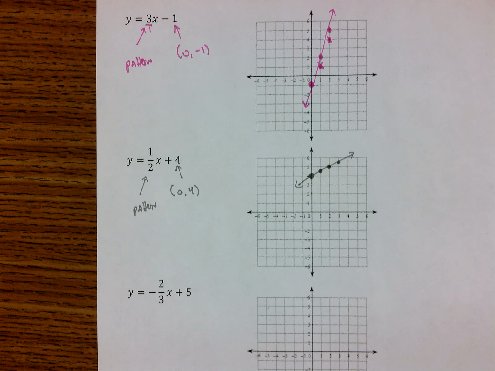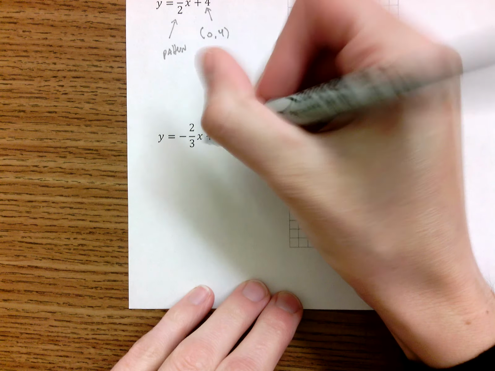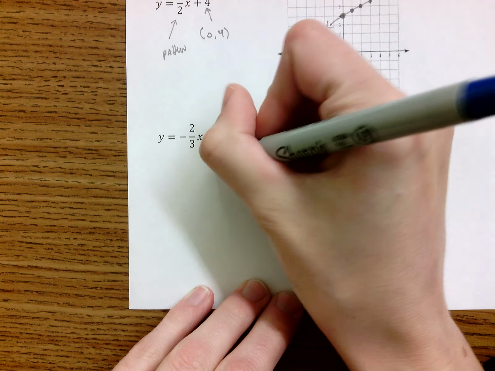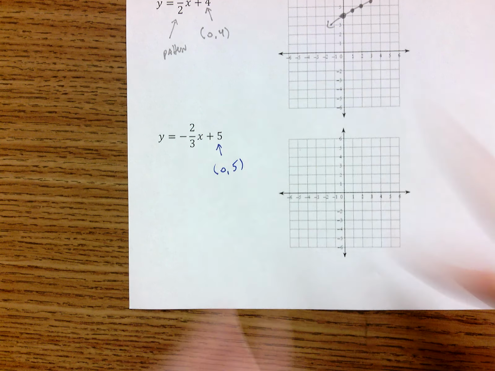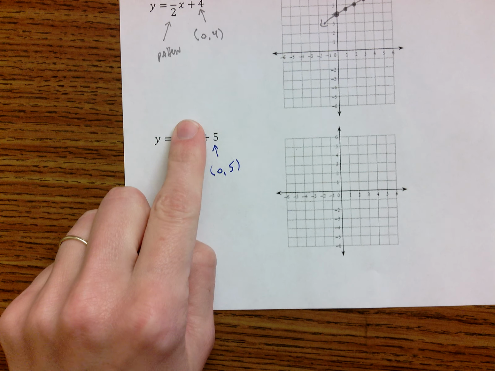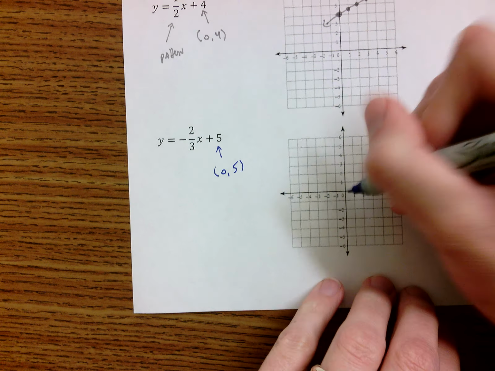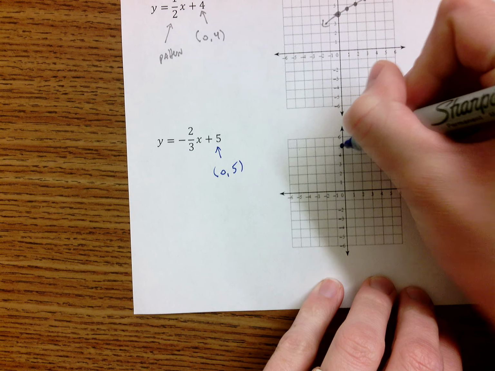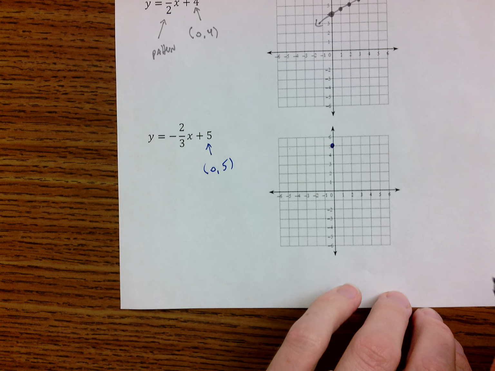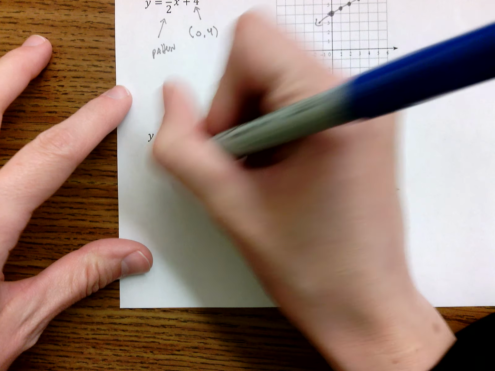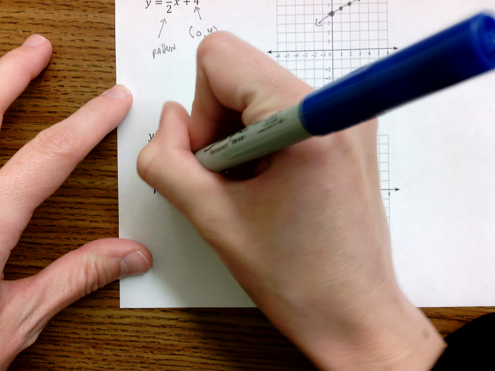All right, and now let's do the next one. So this last one here, I've got a starting number, right? Well, my starting number is going to be at 0, 5. When I plug in 0, it just makes that nasty fraction go away, and we just get out 5. So here's 0, 5. Okay, and then my pattern is negative 2/3.